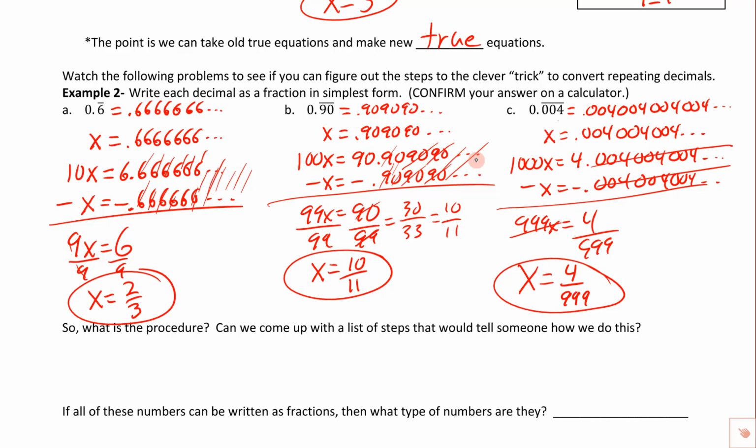Now, before I flip the page over and we talk about what the procedure is, I want you to spend a little bit of time and see if you can guess what that procedure is. And also think about, if all of those numbers can be written as fractions, they're repeating decimals, they go on forever and they repeat, then what type of number are they? Well, if they can be written as fractions, that means they can be written as ratios, then they are rational numbers. They're actually pretty nice numbers.